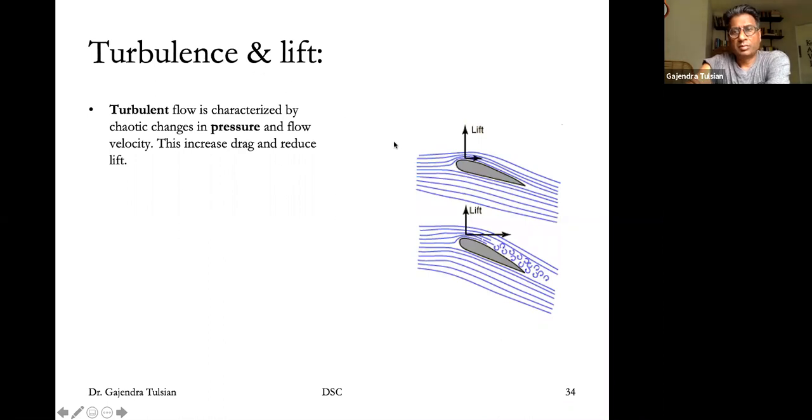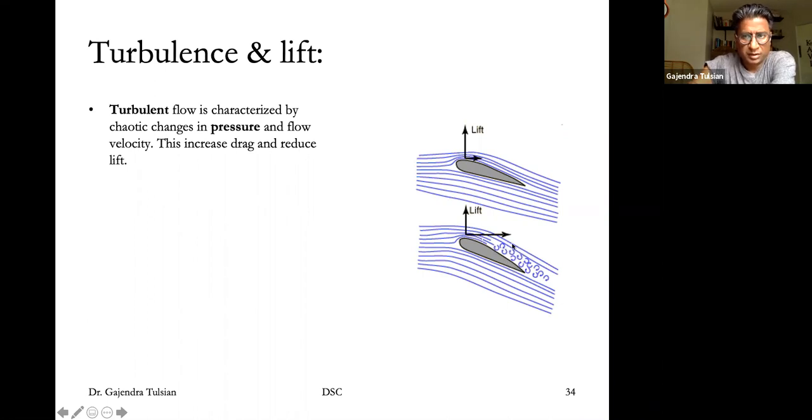Now, turbulence and lift. If you're aware of planes flying, if the angle of attack is too large, you will have a transition from laminar flow to turbulent flow, and the plane can stall. So if the nose of the plane points too high up, the plane will stall, you lose lift, and you'll fall out of the sky. Okay.